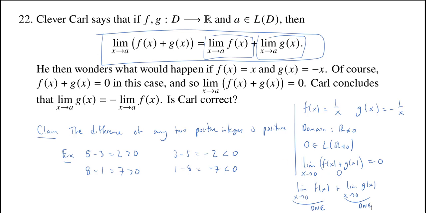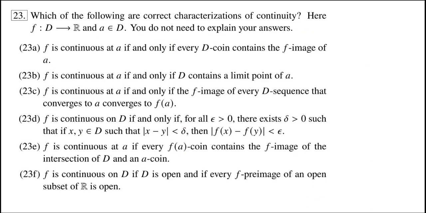All right, let's move on to problem 23. Okay, so in problem 23, we are given 6 different possible characterizations of continuity, and we want to know which ones actually are correct. So in this problem, f is going to be some function with domain D and codomain R. a is some element of D. All right, let's check them off one by one.